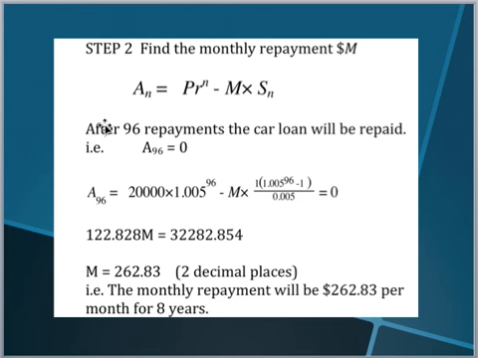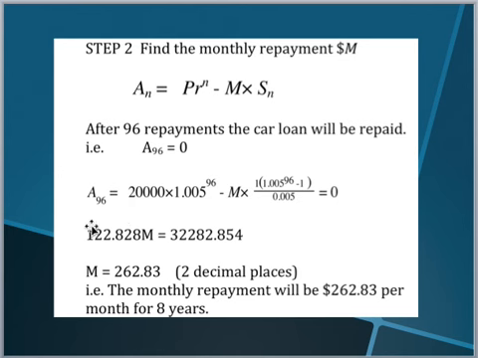Next, we're going to put it into the formula to find the monthly repayment. The amount is equal to the principal times the rate to the power n, minus the monthly repayment times the sum of the geometric progression. After 96 repayments, the car loan will be repaid, so it will equal 0. So substitute in here. We've got our $20,000 for the principal, our interest rate with 96 terms, minus M that we're looking for, times the sum of our geometric progression, and it equals 0.